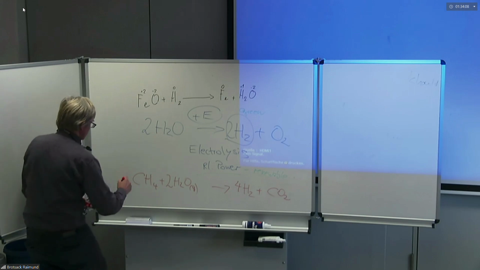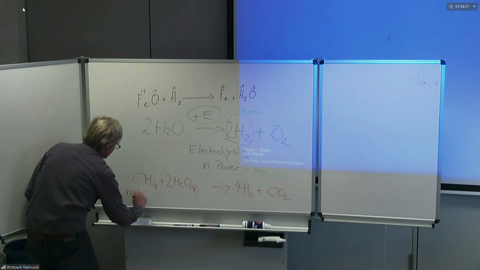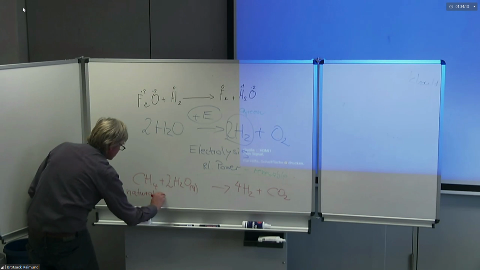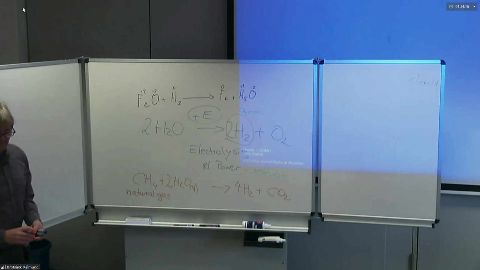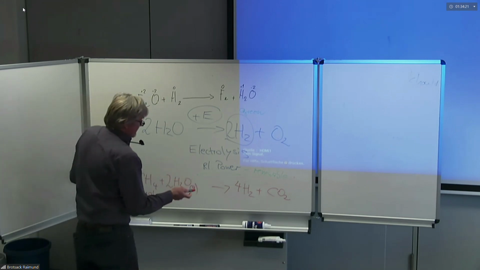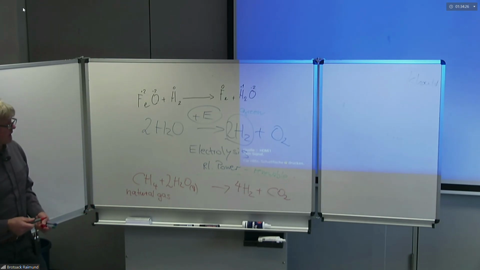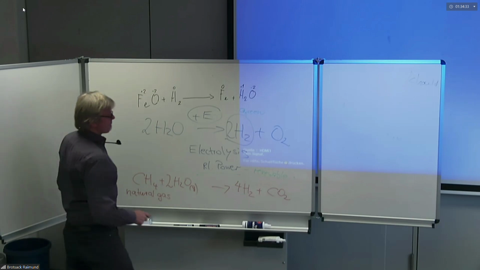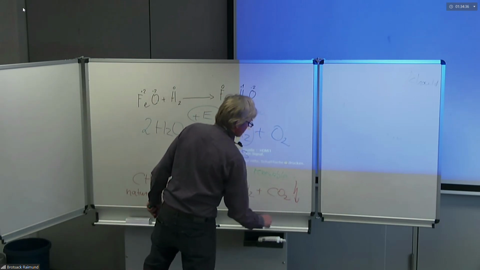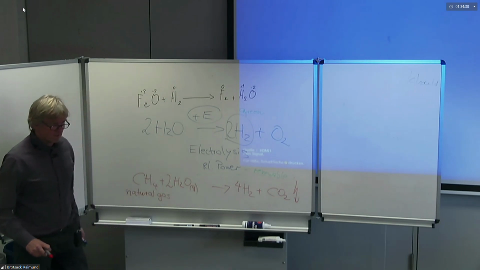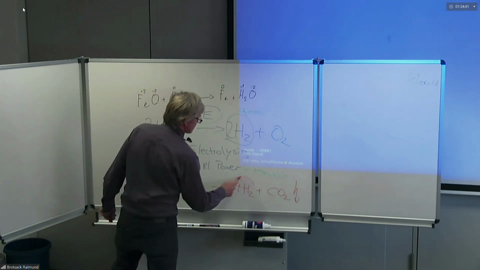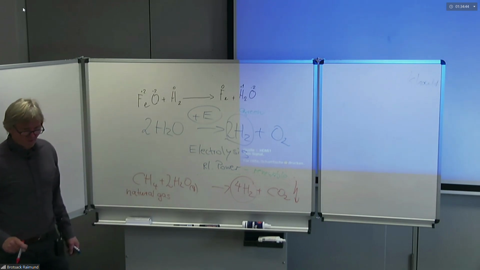Here we can use natural gas, because natural gas is mainly methane, 96%. That's the way hydrogen is produced nowadays. More than 90% of the hydrogen production worldwide uses methane from natural gas. But that doesn't help, because here you have carbon dioxide as one of the products. And therefore, this hydrogen can't be called green.